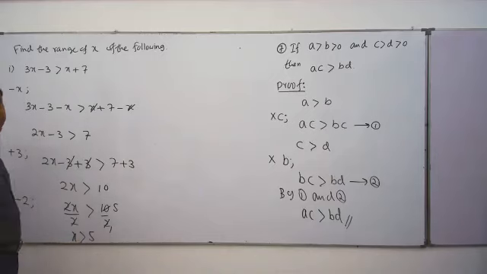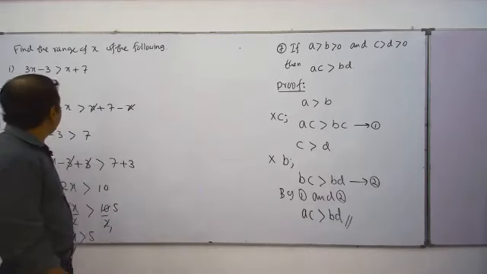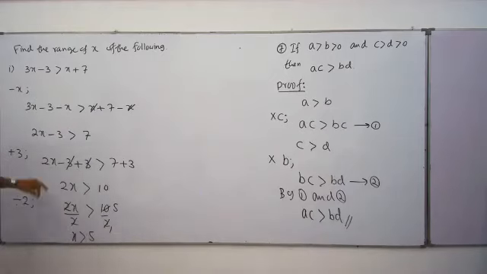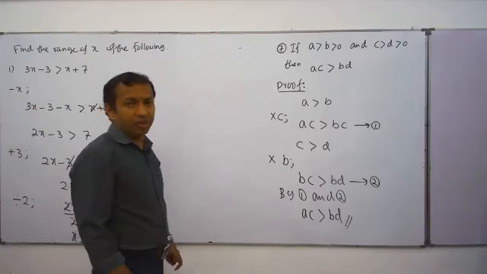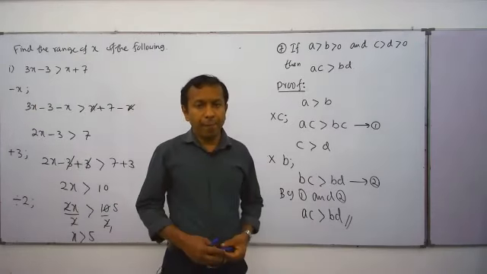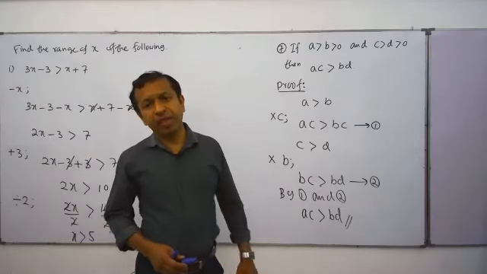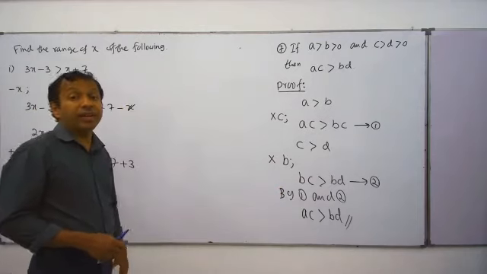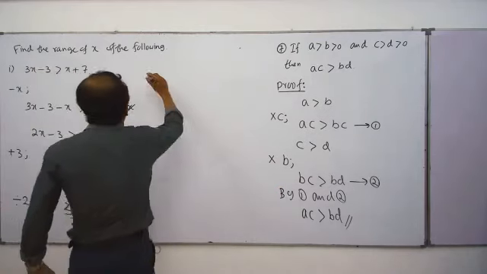x greater than 5 is the answer. So we'll now see here how many steps we have used. 1, 2, 3, 4, 5. After the sixth step, we get the answer. The same steps, people, we can write like this. The same thing.